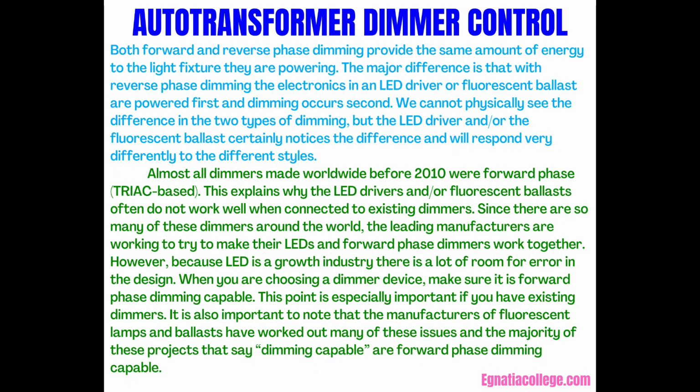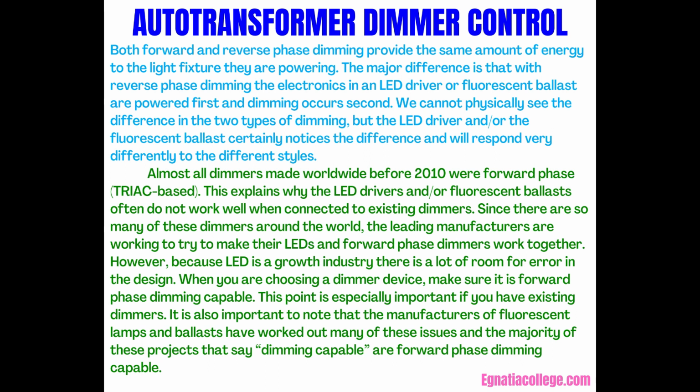Both forward and reverse phase dimming provide the same amount of energy to the light fixture they are powering. The major difference is that with reverse phase dimming, the electronics in an LED driver or fluorescent ballast are powered first and dimming occurs second. We cannot physically see the difference in the two types of dimming, but the LED driver and/or the fluorescent ballast certainly notices the difference and will respond very differently to the different styles.